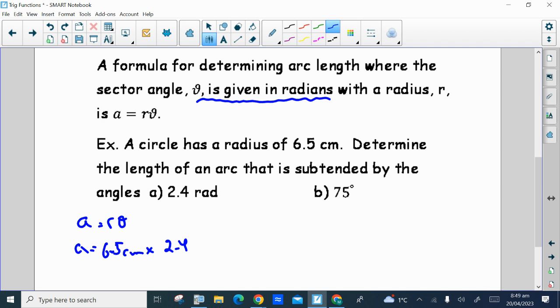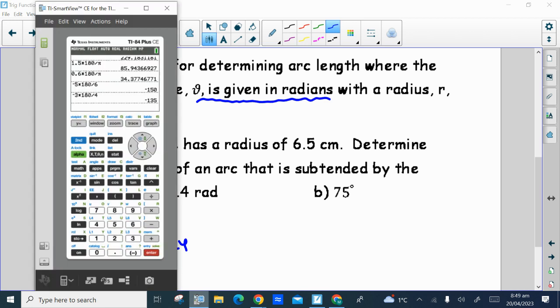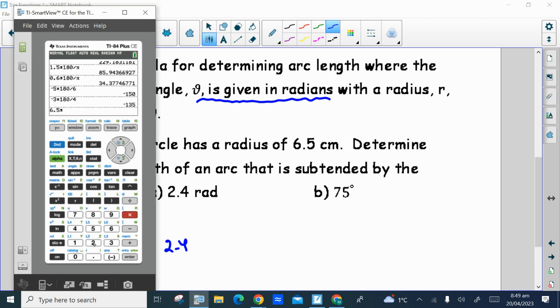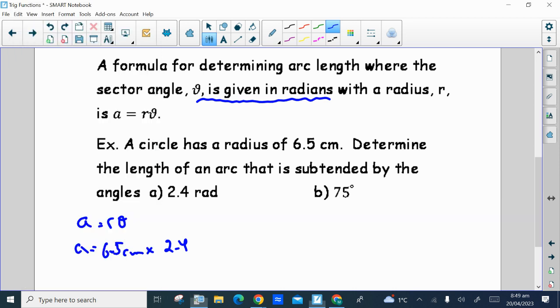And so the length of that arc will be a distance, and it'll be the same unit as the radius, which in this case is centimeters. So we're going to go 6.5 times 2.4. So 15.6 centimeters.